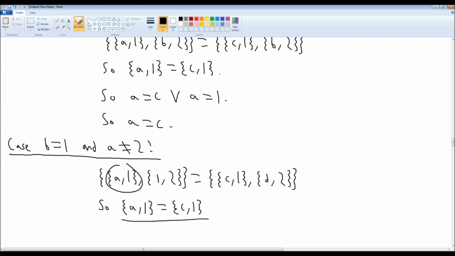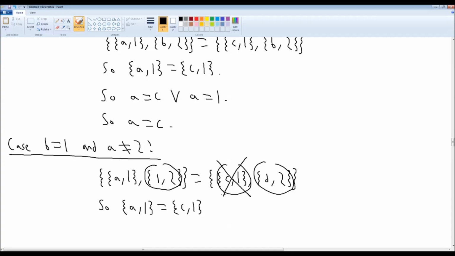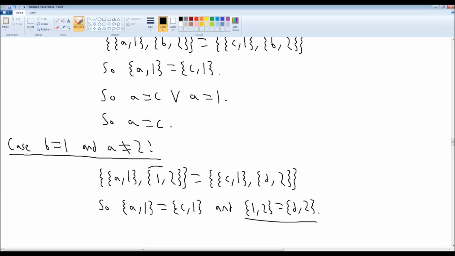So these two sets have to be equal. And also this set has to be in here, right? So it has to equal this guy or this guy. However, it can't equal this guy because this guy doesn't contain 2. So the only possibility is it has to be this guy. So therefore, this guy has to equal this guy.